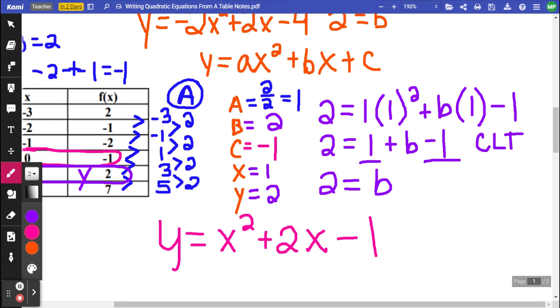Okay, now what do I do here? CLT. Reminds me of BLT. That sounds good for lunch.